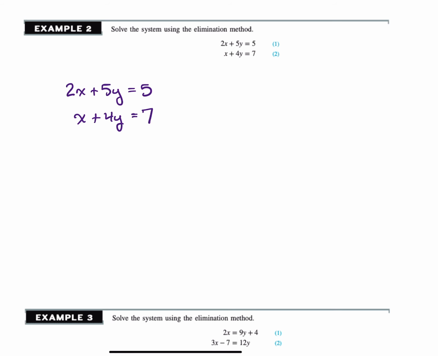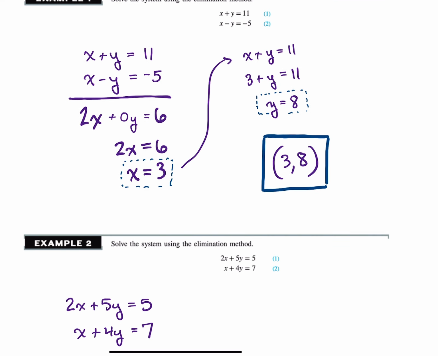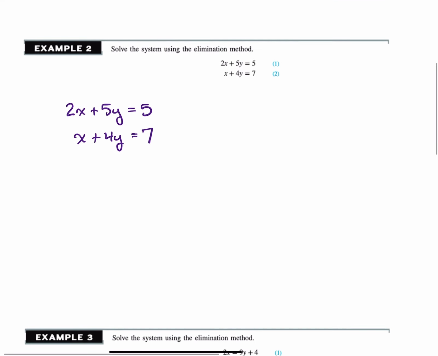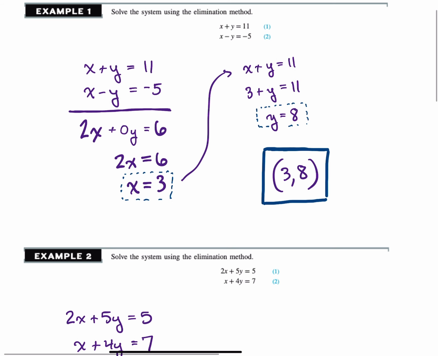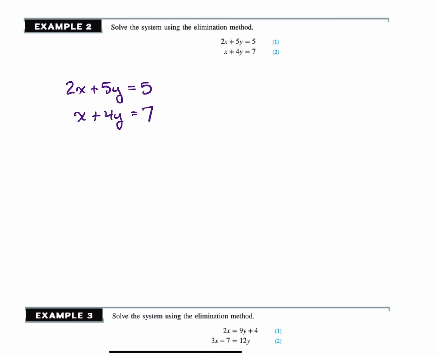And what I want is like what we had previously, where we basically have the positive and negative version of a variable. And it could have a number in front of it as long as one of them is the positive version and one is the negative version, so that when we add them together, they will cancel out, as we saw in example 1. So we don't quite have that for example 2, but what we can do is multiply one or both of the equations by some number in order to kind of force that situation to happen.